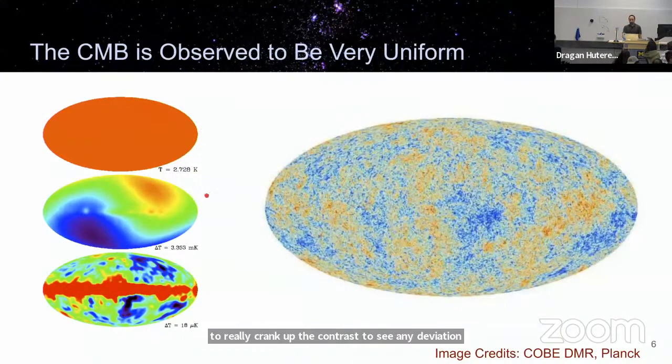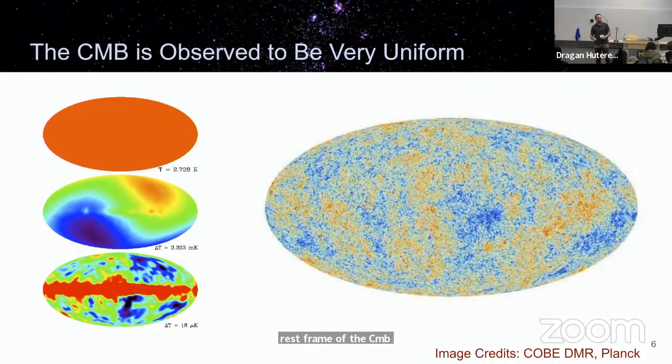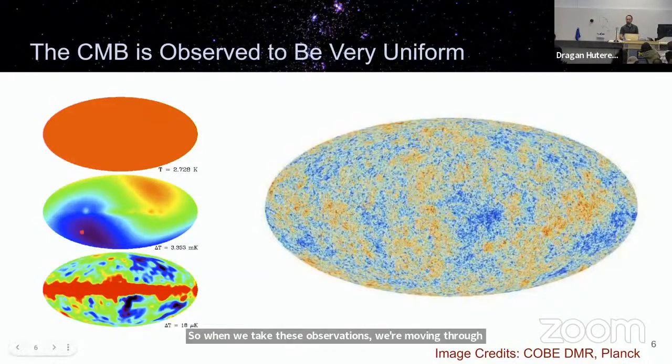When you crank up the contrast to about 1 part in 10 to the 3, you start to see that the CMB is actually lopsided. That lopsidedness, though, is not an intrinsic property of the cosmic microwave background. Instead, that has to do with our motion relative to the rest frame of the CMB. So when we take these observations, we're moving through the universe. And this is just the Doppler shift that shows that we're moving toward this direction and away from this direction.